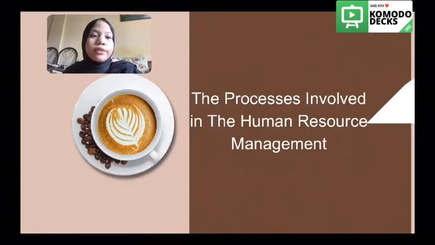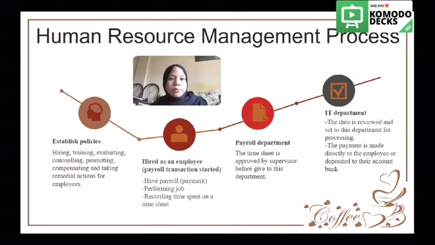First, we start with the process involved in human resource management, which includes the payroll. Why is the payroll under this management process? Because all employees are under human resource. So before we hire an employee, we need to establish policy, which includes hiring, training, evaluating, counseling, promoting, compensating, and taking remedial action for employees.